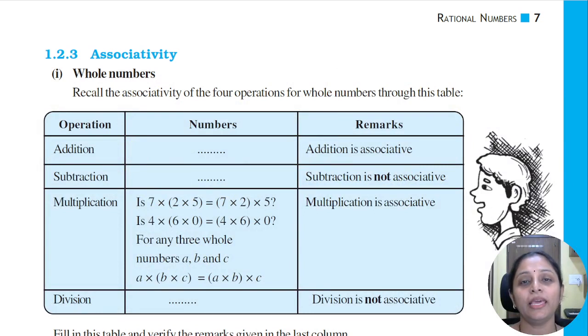Nirmala Rednam. In this video, I am going to explain the associative property for rational numbers from NCERT textbook class 8. In the previous videos, I explained the definition of rational numbers, closure property and commutative property. Now here, what do we mean by associative property?